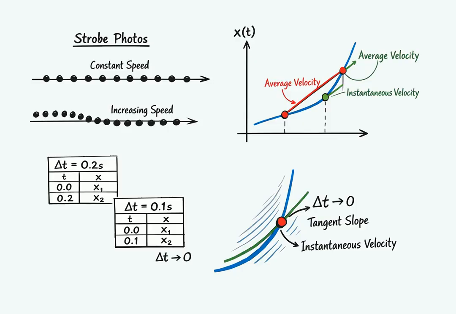Instantaneous velocity isn't a different kind of thing. It's what average velocity becomes when the interval becomes infinitesimal.